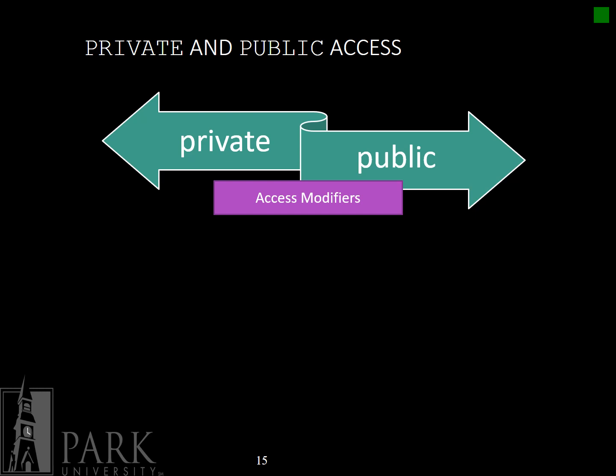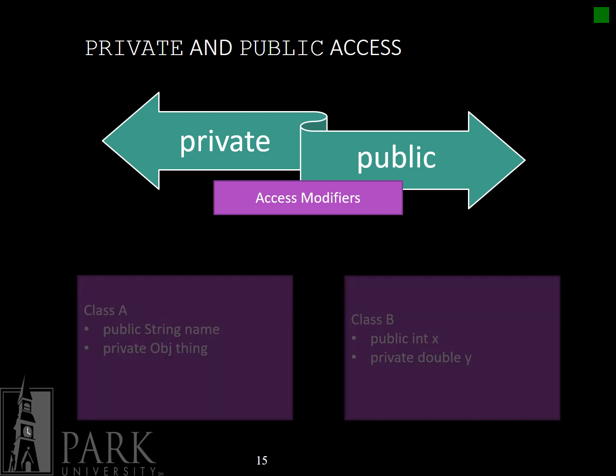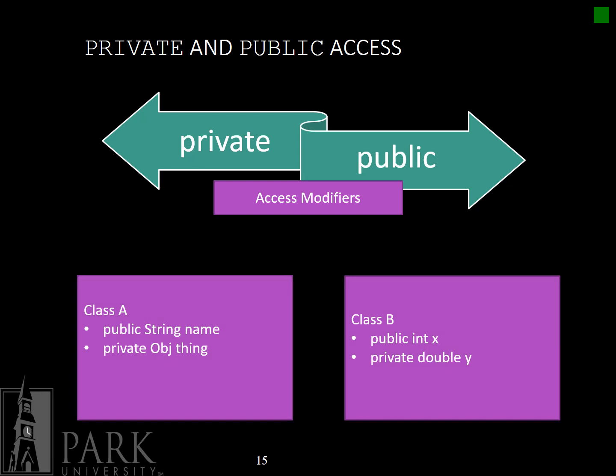Methods are usually declared with the public modifier because you normally want to be able to call them from anywhere. So in this example, class A could directly access an object of class B's type X variable, but not its Y variable, because you see right here, X is public, whereas Y is private.